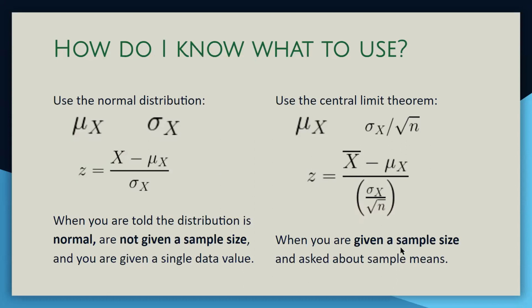And we know that if we're dealing with samples out of a population instead of just raw data from the population, our mean is the same as the raw data, mu sub x, but our standard deviation is modified. It's the standard deviation of the raw data divided by the square root of n, the sample size.